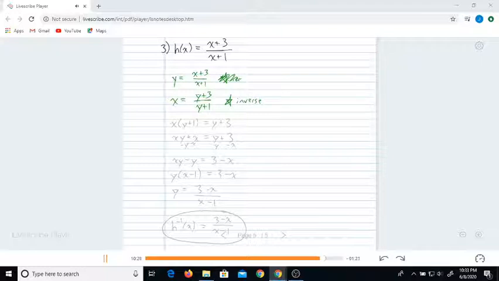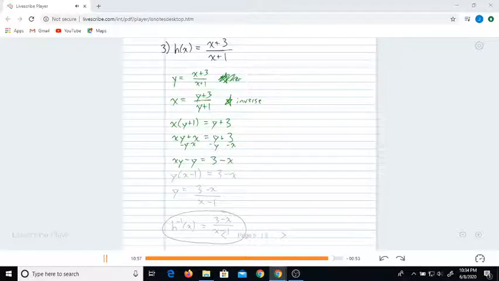I'm going to multiply both sides by y plus 1. Again, I want to get y by itself, so let's distribute here. I'm going to get all my x's on one side and all my y's on the other side. So I get xy minus y equals 3 minus x.